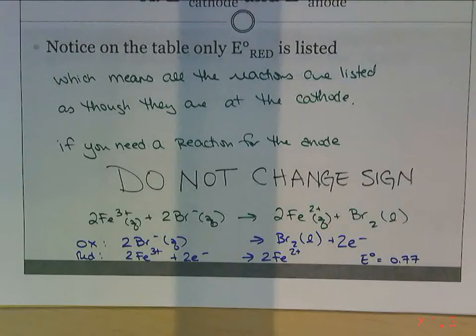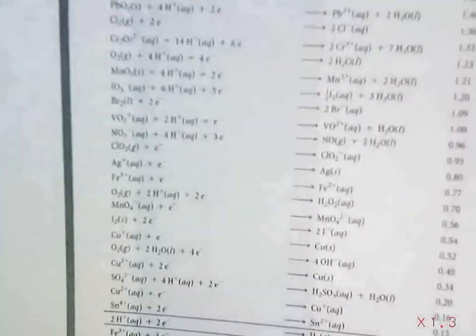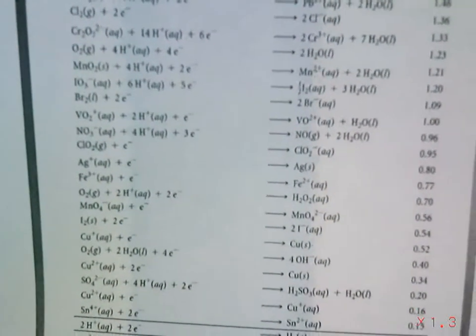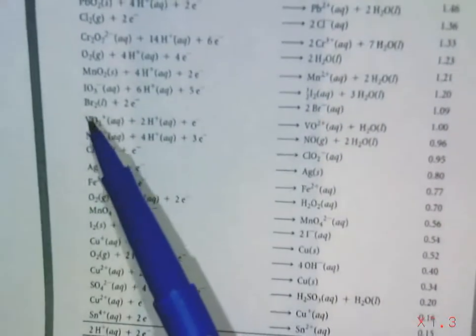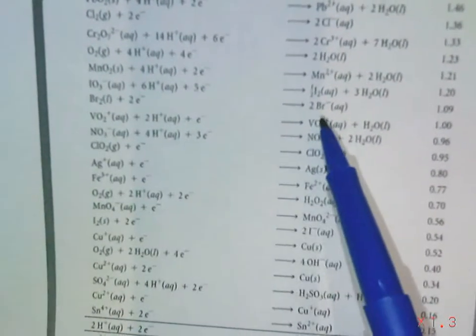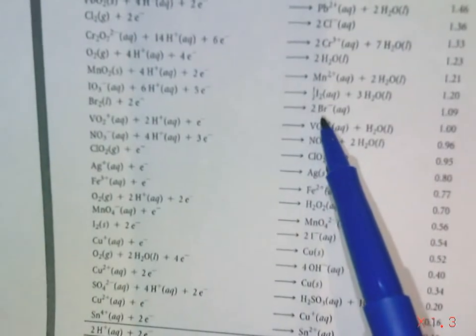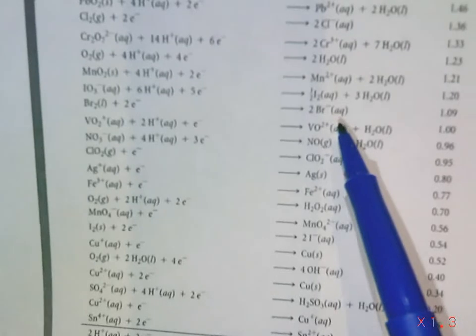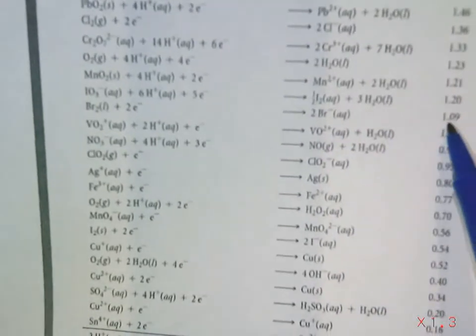All right, so now I need the bromine one. So bromine is right here. A bromine liquid and 2 electrons makes 2 bromine ions. It's written in reverse. Do I need to do anything about that? No, definitely not. Just write it down. 1.09.